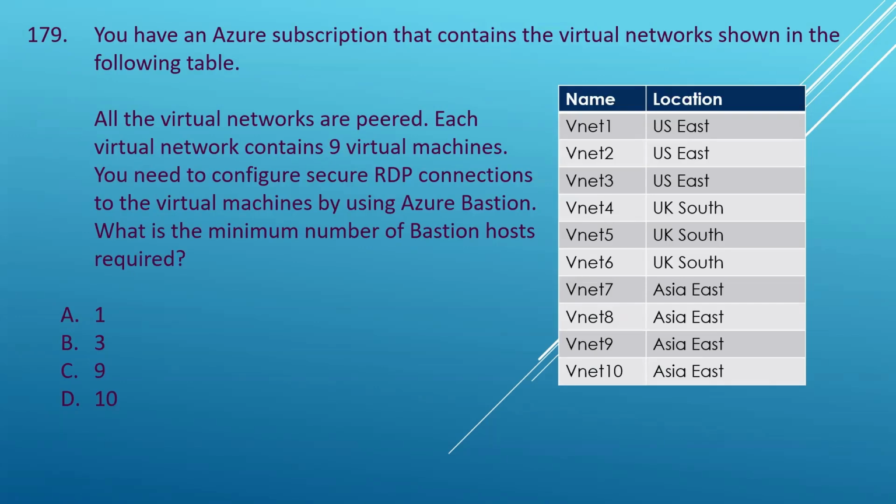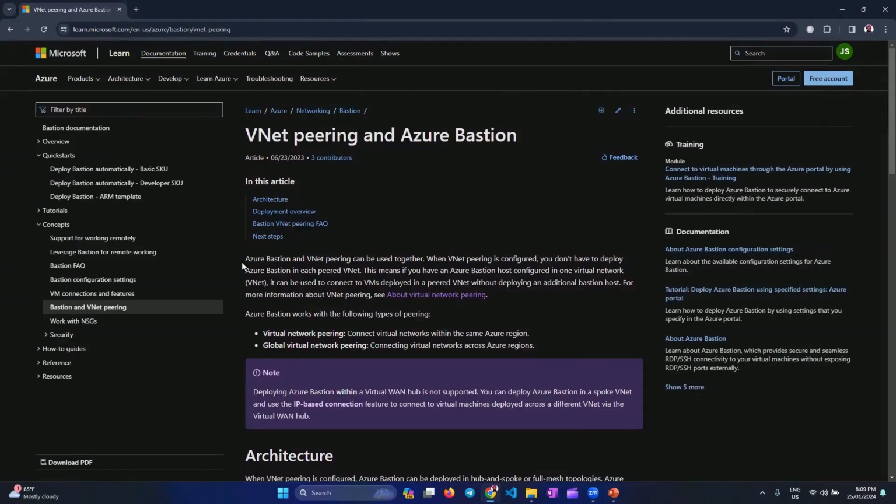Now you have 10 virtual networks, and they are using 3 locations. Basically, the first 3 virtual networks are in US East, the next 3 virtual networks are in UK South, and the last 4 virtual networks are in Asia East. So we need to tell what is the minimum number of Bastion hosts required. And folks, the correct answer here is you just need 1 Bastion host. Let's go through the Bastion host documentation to understand this more. Azure Bastion and VNet peering can be used together.